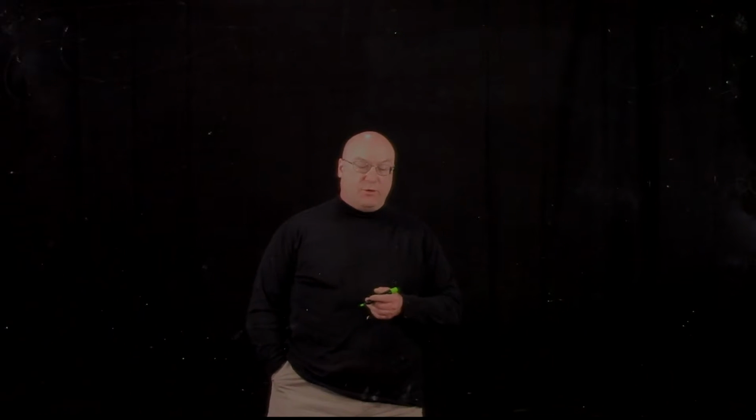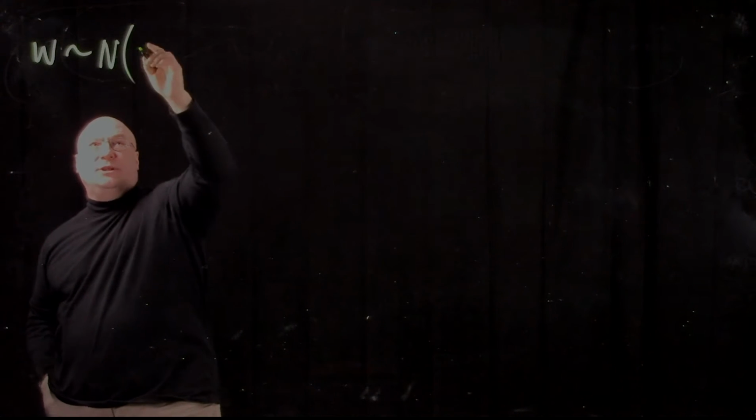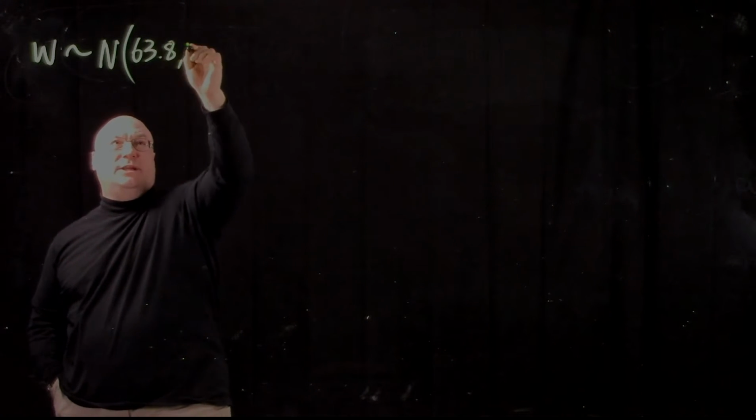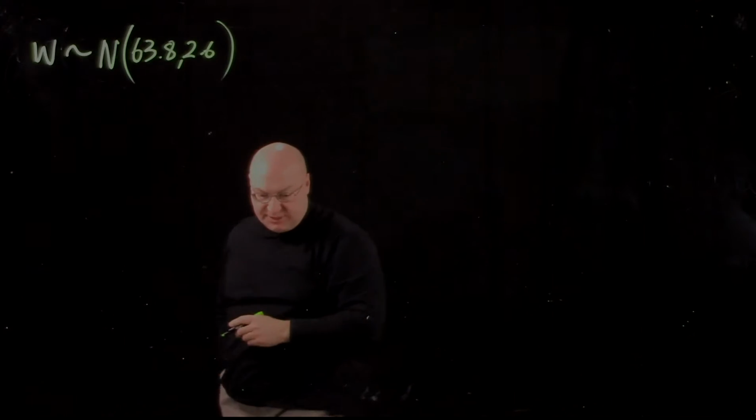Lecture 34, means of samples from normal populations. Recall from lecture 33, we have the list of all the heights of women in the whole world, right there at the beginning of that list. And we saw that those heights were normally distributed with mean 63.8 inches and standard deviation 2.6 inches.